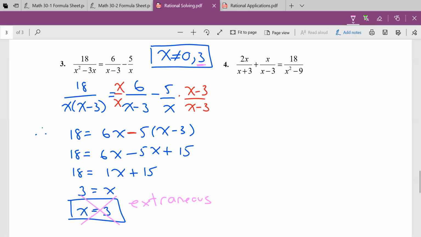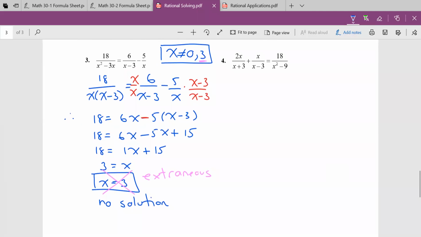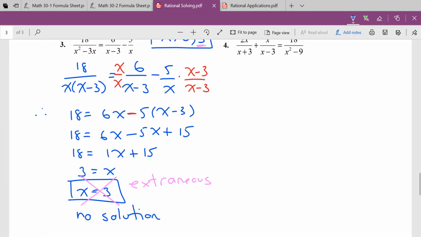So what do we write as our answer then? Well, there is no answer. There is no solution. Okay, so you can see why now I'm saying writing down your non-permissible values at the beginning is so important. Guess what I'm guaranteeing is going to happen to you on a major test? An extraneous root, it's called. Okay, let's try another one.